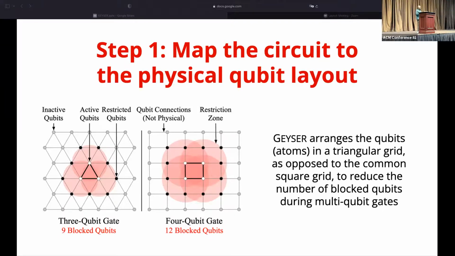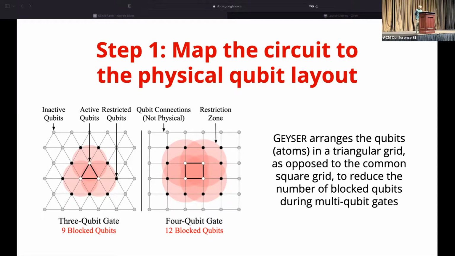The first step is to map the circuit to a physical qubit layout. Now, with neutral atoms, the atoms can be arranged in any grid. So we would be able to arrange them in a square grid, a triangular grid, a hexagonal grid. Experimentally, we found that the hexagonal grid was not very optimal because of how spaced out the atoms are. So the 2 options that we looked at were the square grid and the triangular grid.